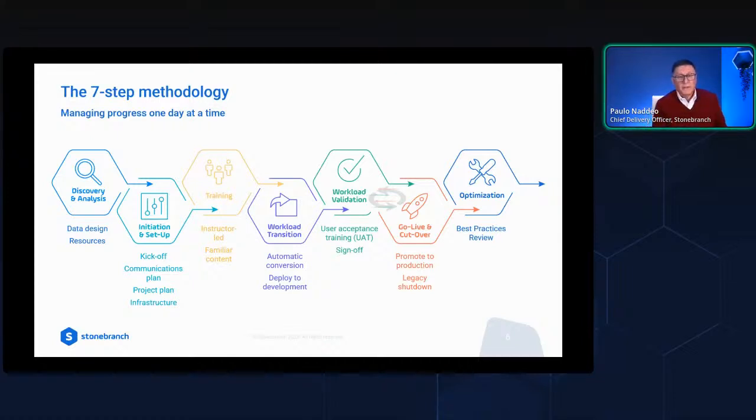The workload transition is the main step of the conversion process, and it is comprised of two steps, right? The first one is an automatic conversion. We have a tool that we feed an extract from the legacy platform, and it will generate the objects that we need in UAC.